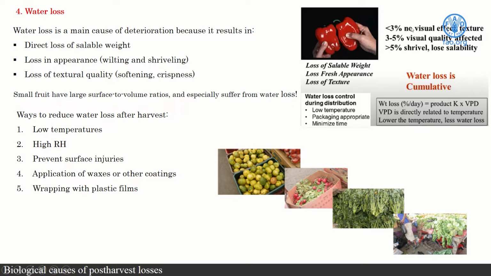Generally, more than 5% of weight loss results in shriveling and a loss of salability. And 3 to 5% affects visual quality, and less than 3% does not affect the texture and visual quality. Weight loss is a factor of product characteristics and vapor pressure deficit. Vapor pressure deficit is directly related to temperature. The lower the temperature, the lesser will be water loss.